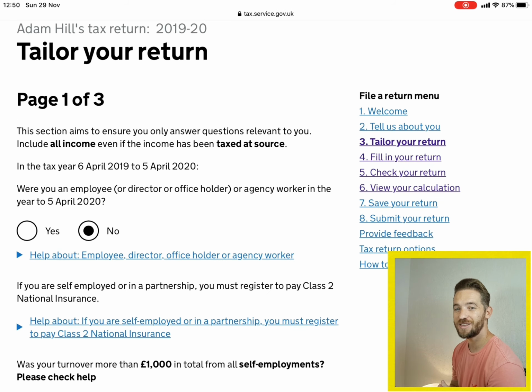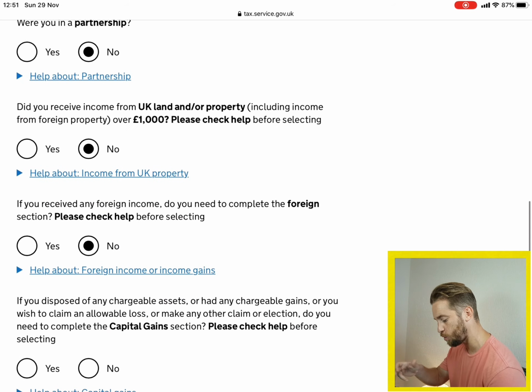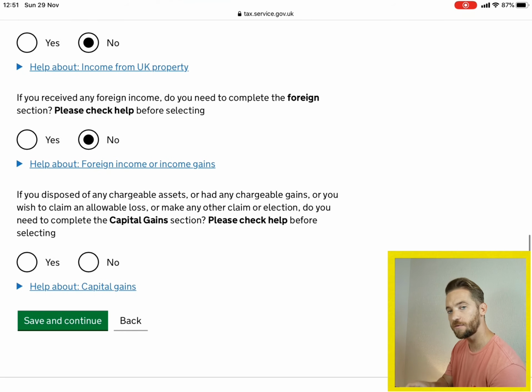So once you're logged into your Government Gateway account and you've selected that you want to submit a tax return, you'll need to tailor the return and tell them what sources of income. You'll see the box, if I scroll to the bottom here, it's going to ask you about all your different sources of income. The box at the very bottom is the box you need to tick for a capital gain. If you disposed of any chargeable assets or had any chargeable gains, or you wish to claim an allowable loss, or make any other claim or election, do you need to complete the capital gains section? You'd need to click yes to this question.